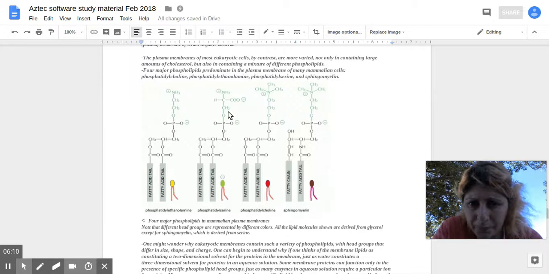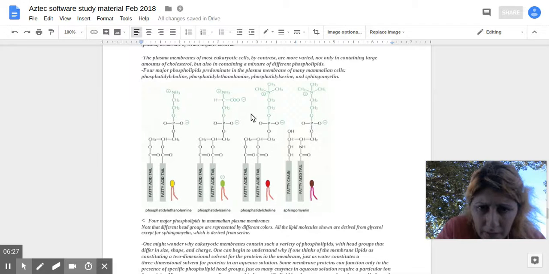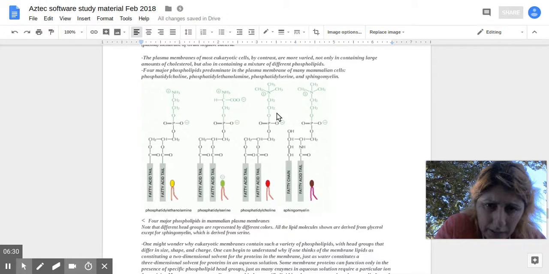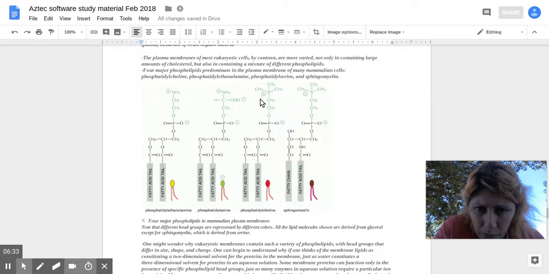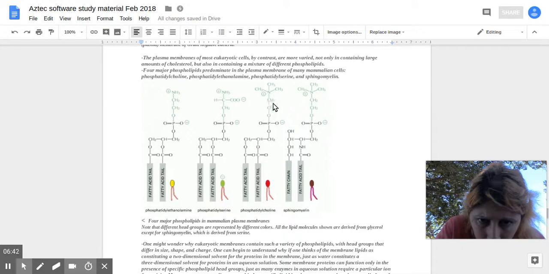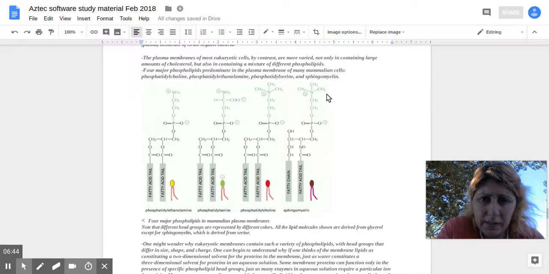It looks like, and then phosphatidylserine is a carbon, hydrogen, carboxyl COO group, and NH3 as well. And then phosphatidylcholine is a CH2, and then three CH3 groups with the nitrogen in the middle of the four carbon groups. Then sphingomyelin looks very much like the choline.